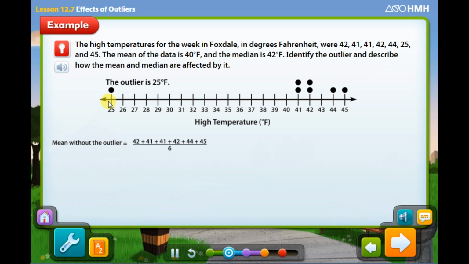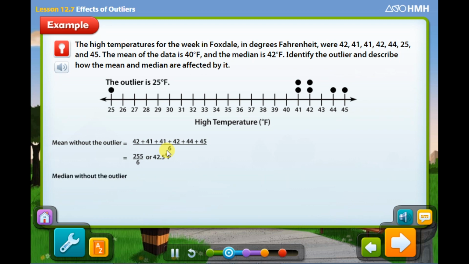To see how the outlier affects the mean, we can find the mean of the data set without the outlier. The mean is the sum of the data values divided by the total number of values in the data set. Without the outlier, 25 degrees Fahrenheit, this set of data has only 6 values. So omit the 25. Now, how many numbers do we have? 1, 2, 3, 4, 5, and that's 6. Now, add them together, find the sum, and divide by the number of values to find the mean. What is the mean now? The mean of the data set without the outlier is 42 5/10 degrees Fahrenheit.